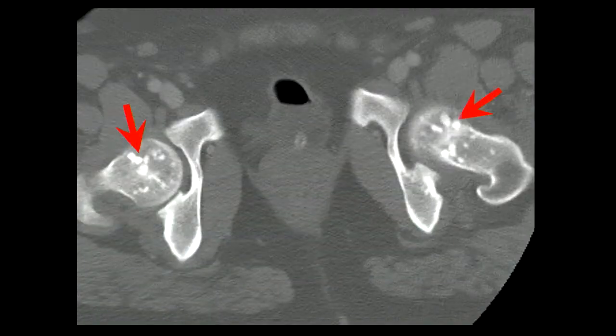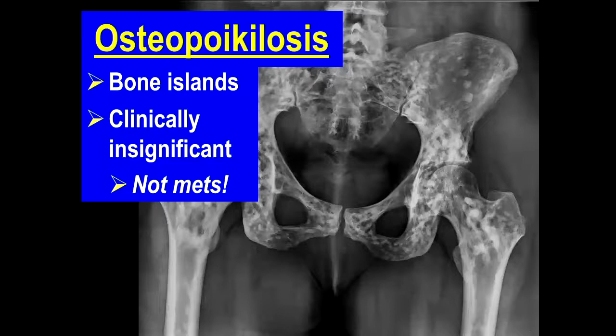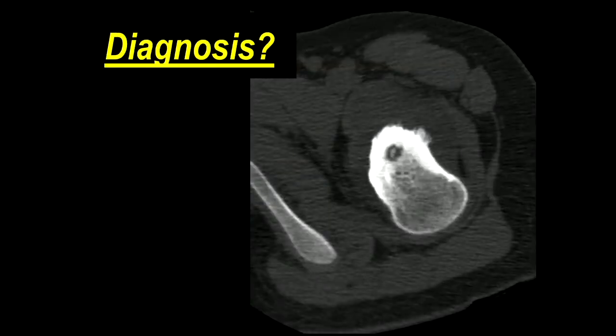What do we have here? Multiple sclerotic foci in a patient with osteopoikilosis, where the bone islands are multiple. And this, again, is clinically insignificant, except that we need to differentiate it from bone metastases, osteopoikilosis. How about the diagnosis here?